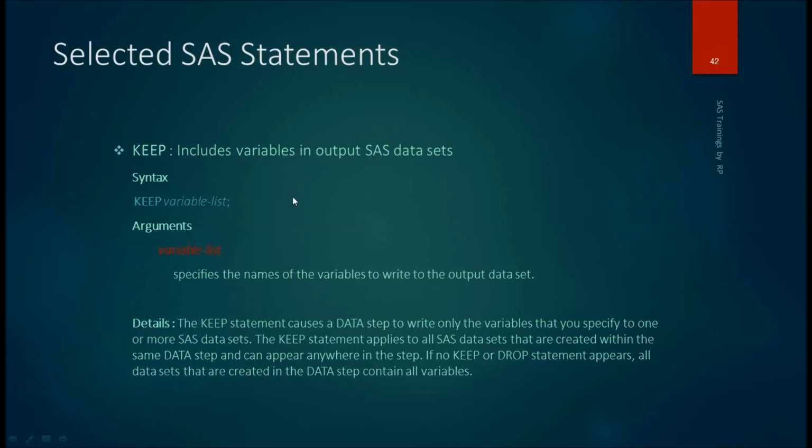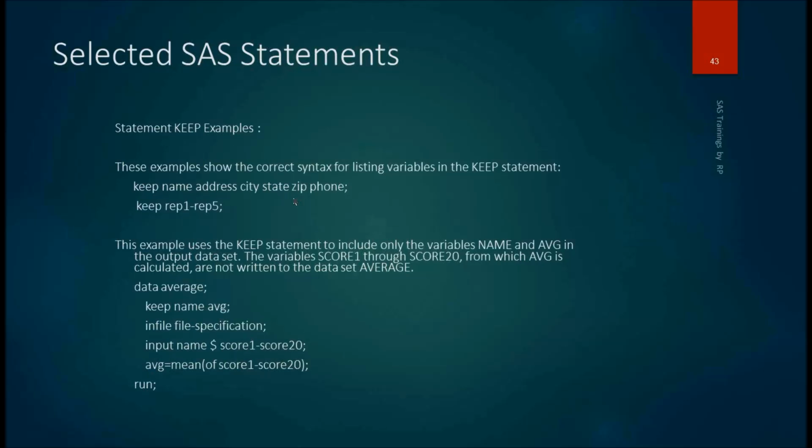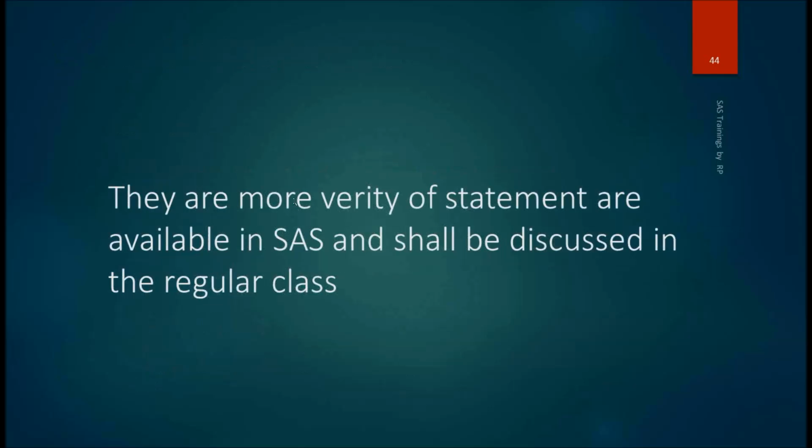Coming to the presentation. So here is one more example for the keep statement. I'm creating one dataset called average from one external file. Here I don't require variables other than name and age. So that's why I have mentioned keep name and age separated by spaces. So my output dataset contains only two variables, which are name and age.